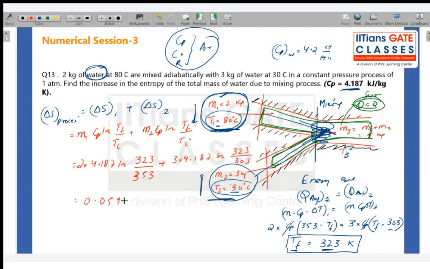So you will get a positive number. You cannot get a negative for the entire process. For one of them, you can get negative, but for the entire process, you cannot get negative. Okay, got it? Quickly tell me, got it?